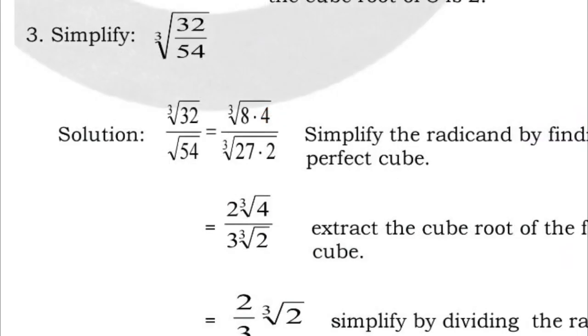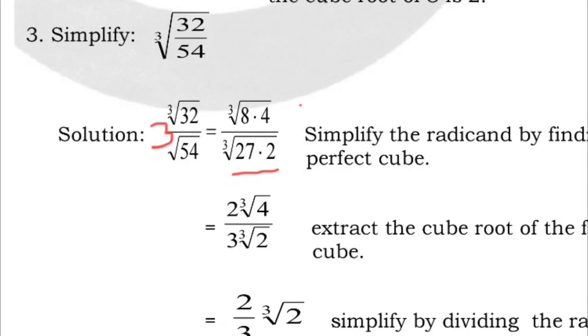Number 3, simplify the cube root of 32 over 54. So this one is equal to the cube root of 32 over the cube root of 54. Then we can express the cube root of 32 as the cube root of 8 times 4, and the cube root of 54 as the cube root of 27 times 2.